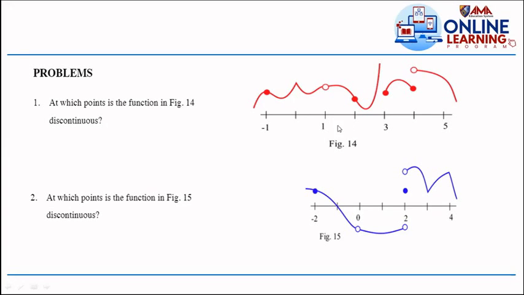So, for number 1, the answer is 1, 3, and 4. So that is our answer for number 1. Next, for number 2, at which point is the function in figure 15 continuous? So for 2, we have at 0, dahil meron tayong indefinite na limit.